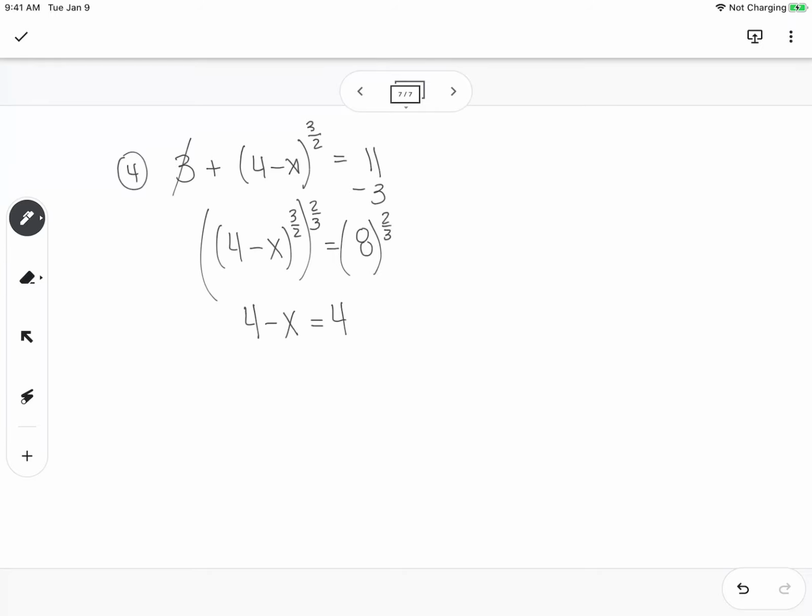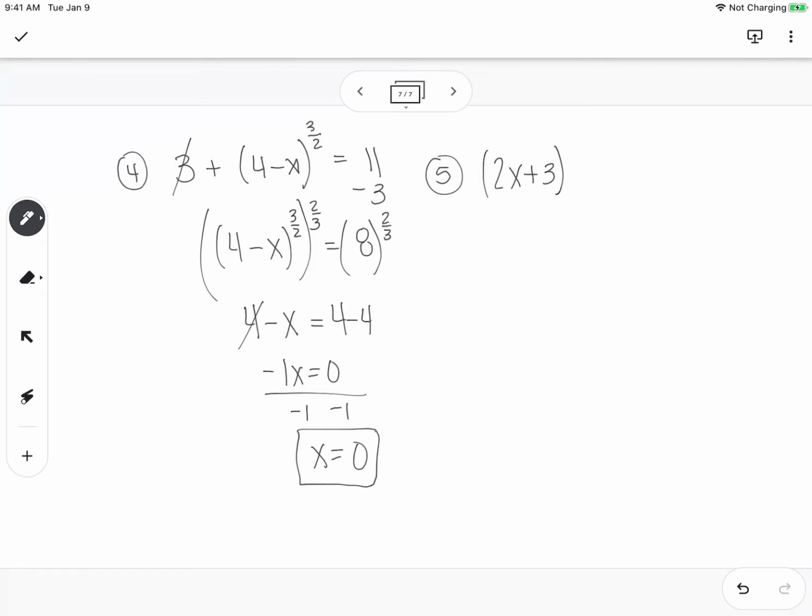To solve this, we're going to subtract 4. So negative x equals 0. Divide by negative 1, x equals 0. Hopefully that is the answer that you came up with as well. All right, we're going to do one more problem. Let's do 2x plus 3 to the 3/4 power minus 3 equals 5. So jot that down, pause the video, try it, and then unpause and check your work.